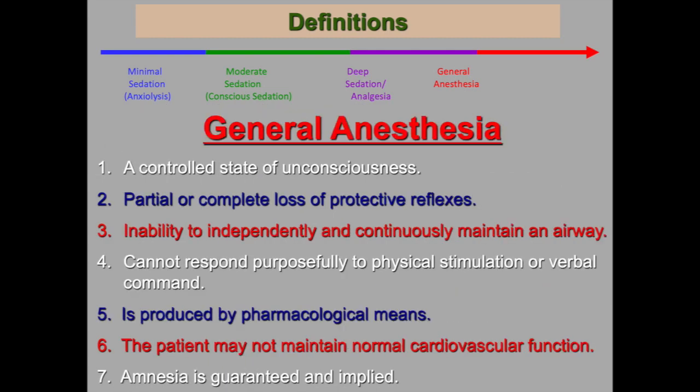Let's talk about general anesthesia. This is a controlled state of unconsciousness. There's partial or complete loss of their protective reflexes. They have the inability to independently and continuously maintain their airway. So we have to provide for an artificial airway for them, be it an oral airway, an LMA, an endotracheal tube, a King airway, because they're just not going to be breathing real well on their own under a state of general anesthesia. The medications may even knock out their breathing.